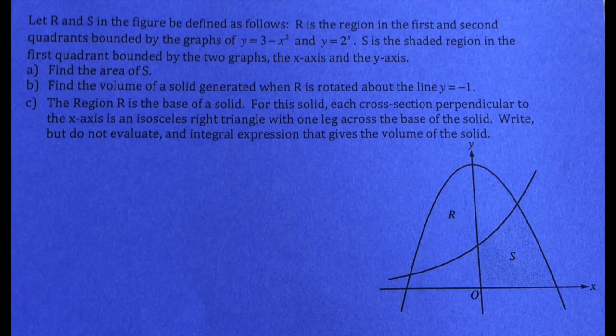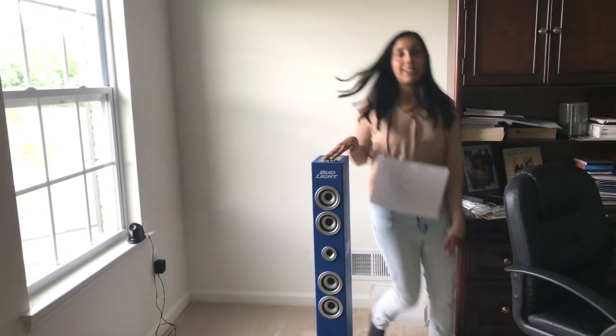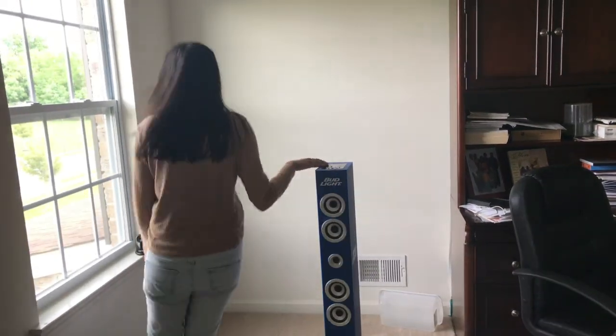The region R is the base of a solid. For this solid, each cross-section perpendicular to the x-axis is an isosceles right triangle with one leg across the base of the solid. Write but do not evaluate an integral expression that gives the volume of the solid.